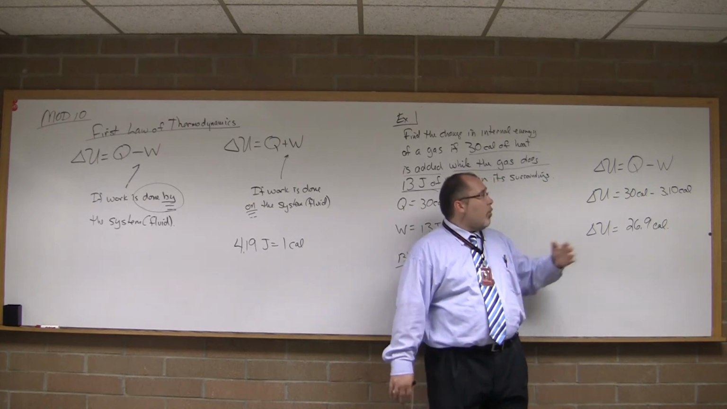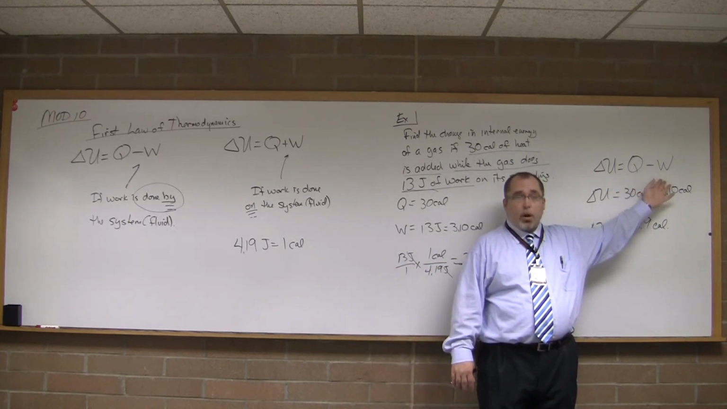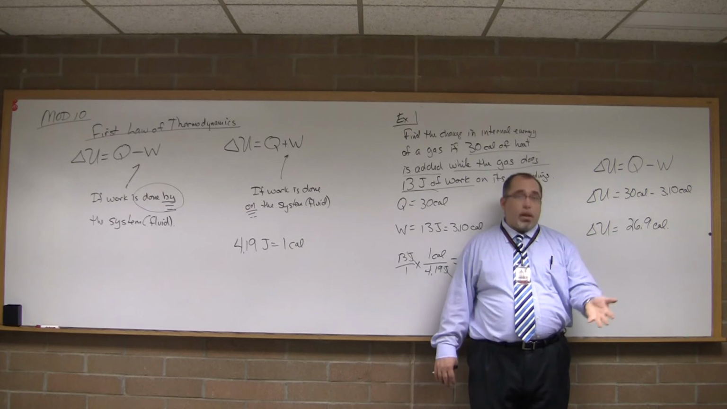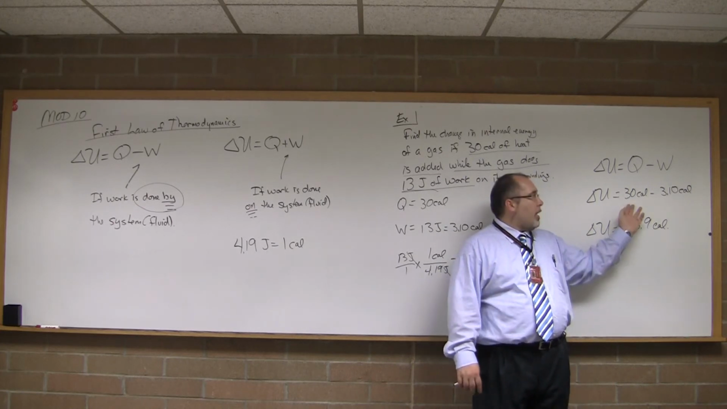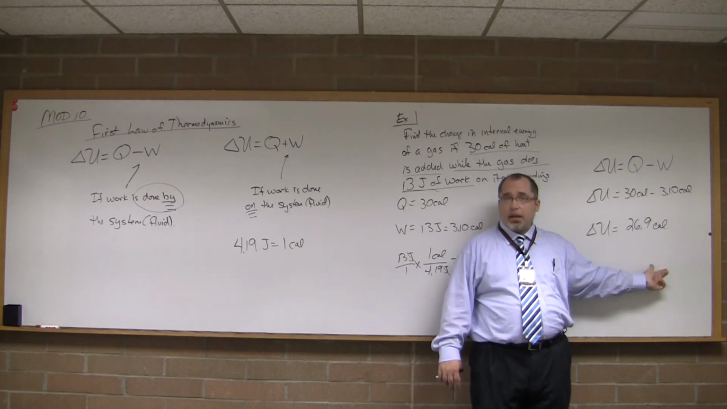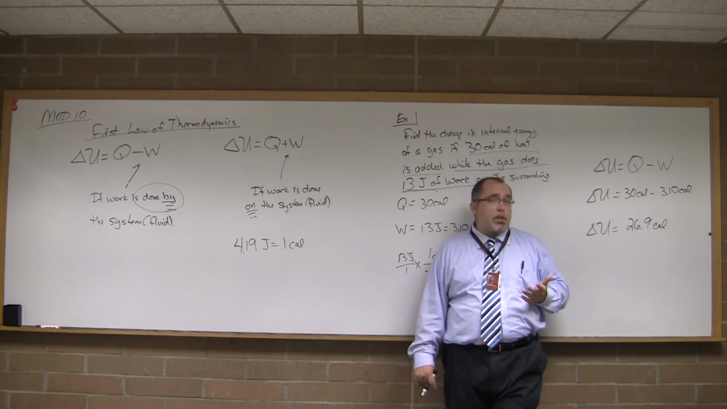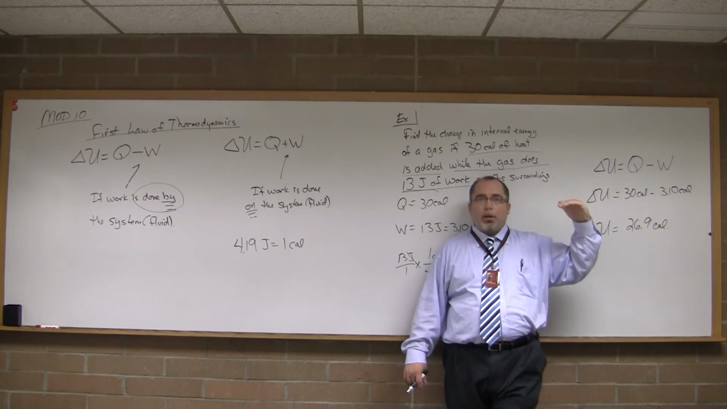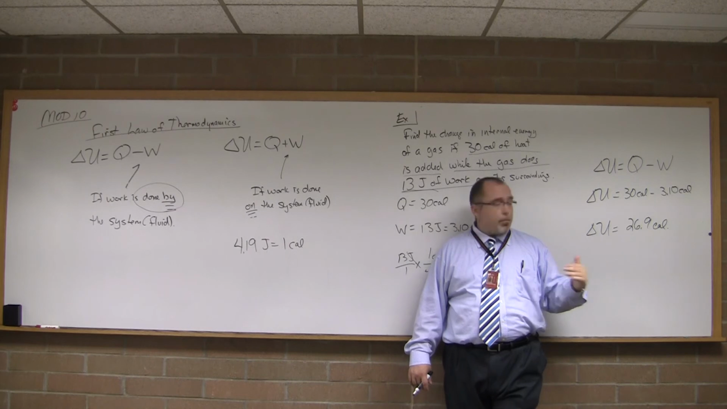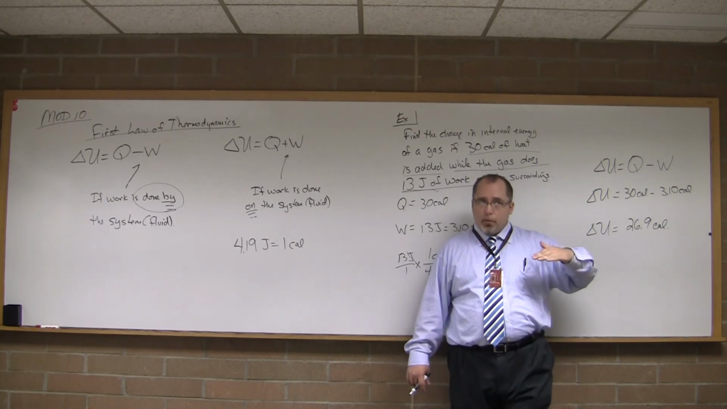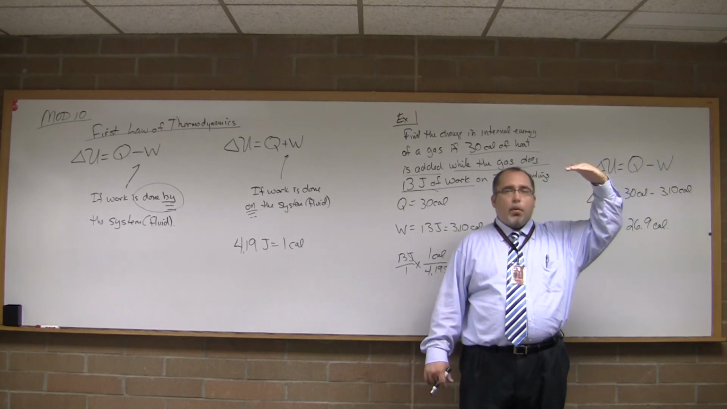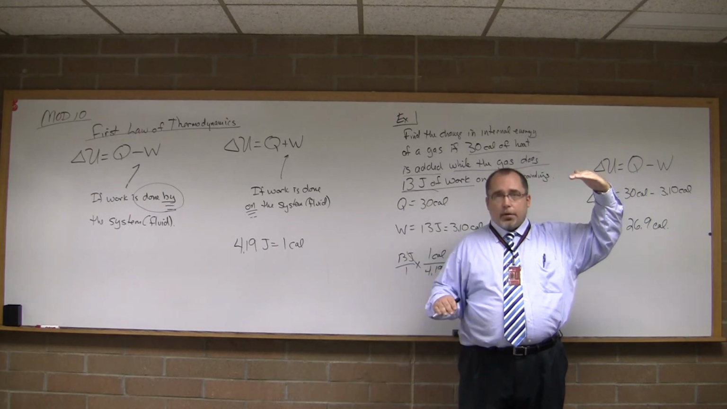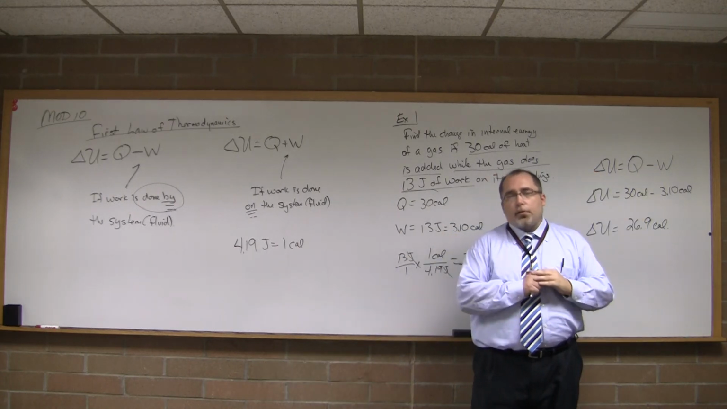Now if we did an example where, say for instance, the work was much greater, say we had one where we were doing 40 calories of work. Well, 30 calories minus 40 calories gives us negative 10 calories. So the change in internal energy there would be negative, meaning overall lost energy. So if delta U is positive, overall you've added energy to the system, but if delta U is negative, overall you've lost energy. And that's how you use the first law of thermodynamics.